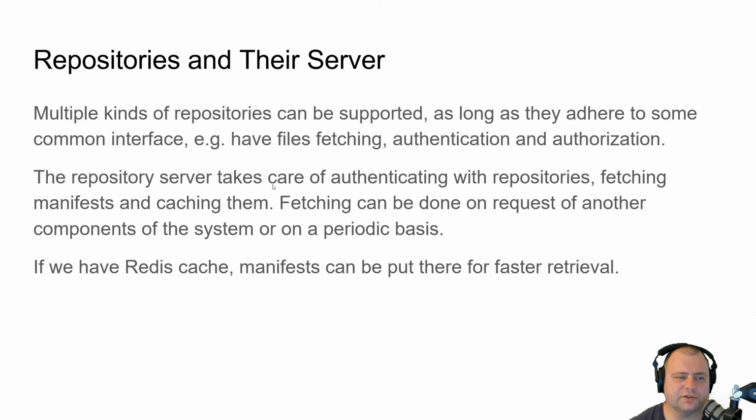Let's talk about repositories and the server. We can support multiple kinds of repositories, like Git or Mercurial, or all kinds of Git hosts like GitHub, etc., as long as they adhere to a common interface. Maybe some have file fetching functionality, authentication, authorization, and typically you can configure them using secrets in your cluster. Those secrets may contain credentials, and you don't want to expose them in the config in a raw format.